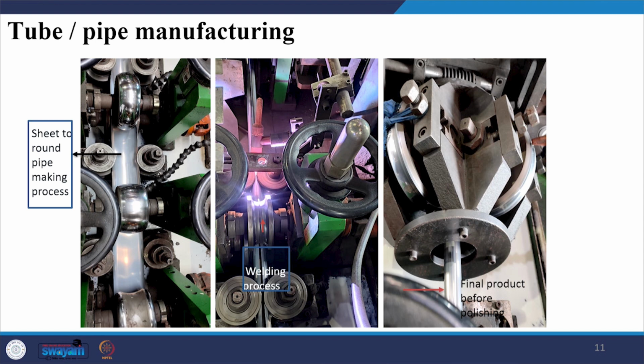This is the process of making pipe: the flat sheet is rolled. Once the rolling is done in the shape of a pipe, these sheets are subjected to welding. So, the next stage is the welding process. When the welding is done, thereafter it is polished to give the desired shape. If the welding process is not proper, then it will lead to defects in the weld line.